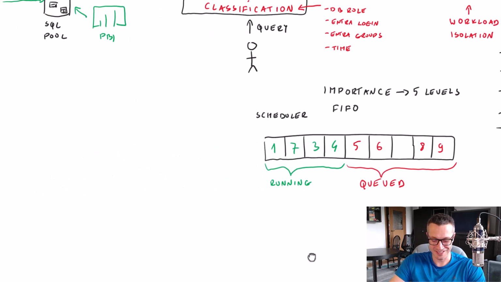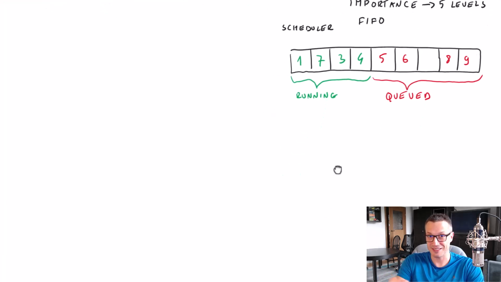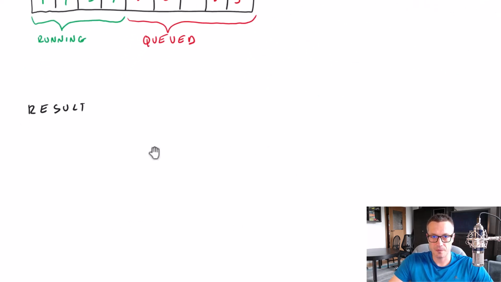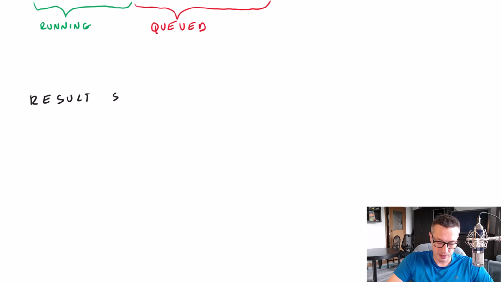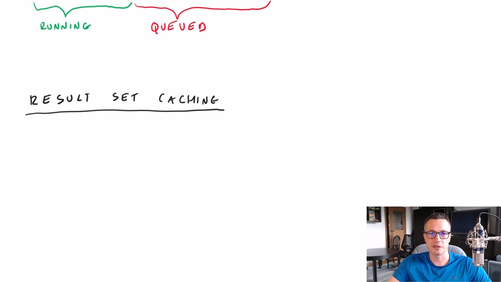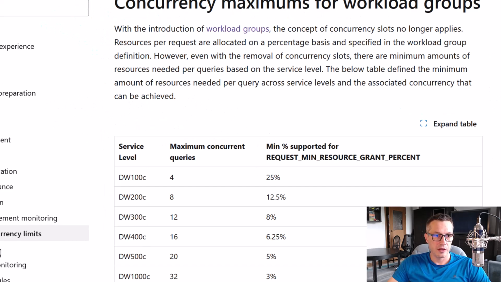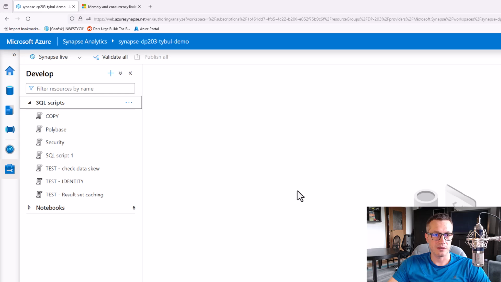All right, so let's move on to the next cool topic that is available within SQL Pool. And the next topic is result set caching. Result set caching. Really cool stuff. And this time I will show you a demo. Alright, so let's jump into Azure portal. I have my pool up and running.